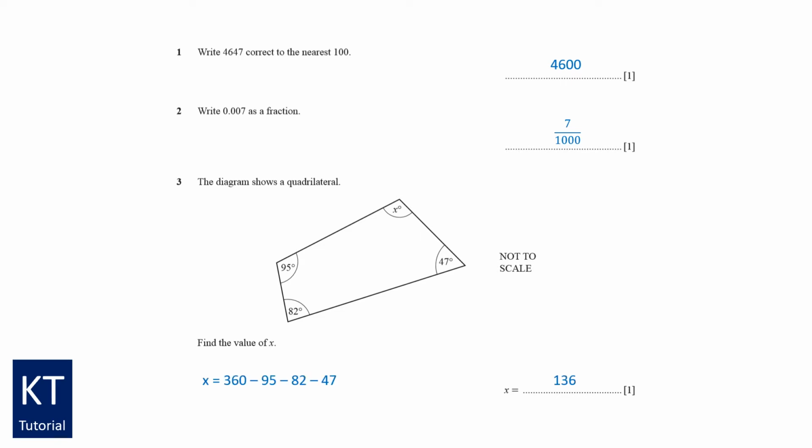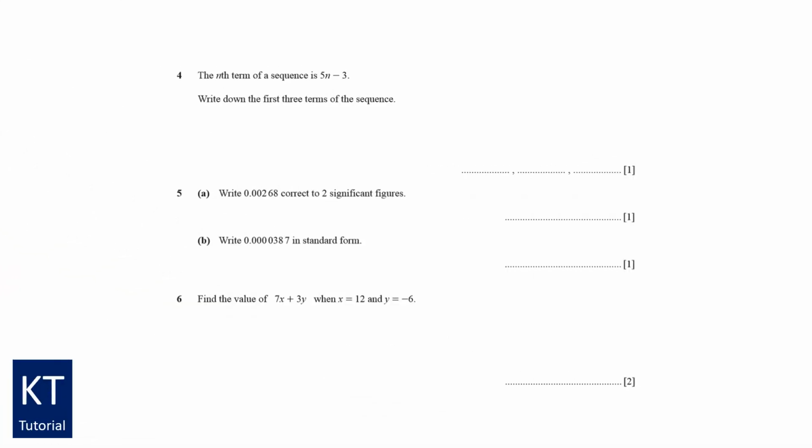The sum of all interior angles of a quadrilateral is 360 degrees. Therefore, x is 136 degrees. Question 4. The nth term of a sequence is 5n minus 3. Write down the first three terms of the sequence. They are 2, 7, and 12 respectively.